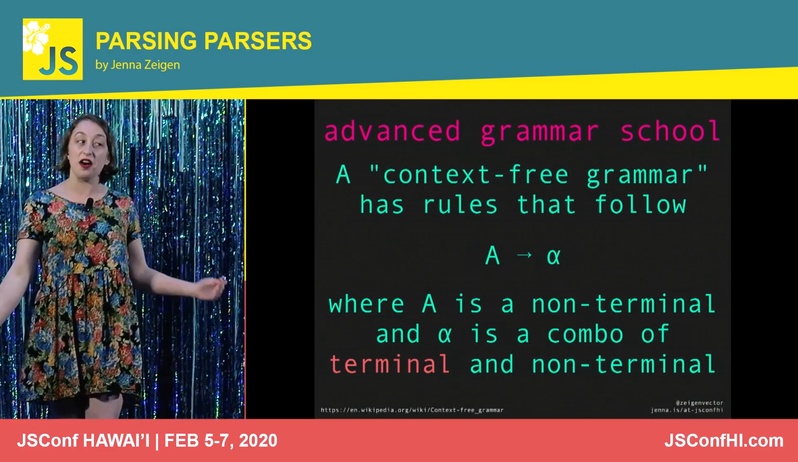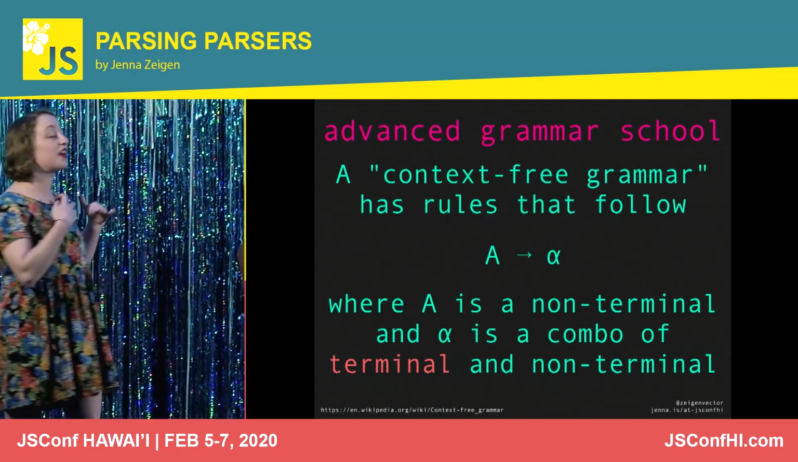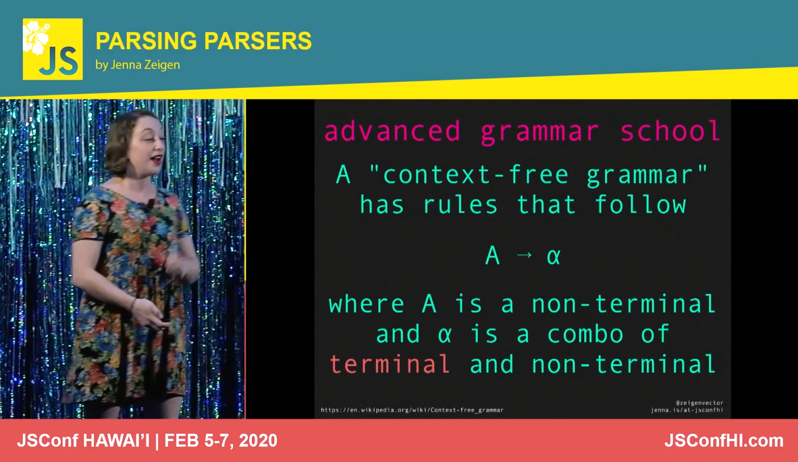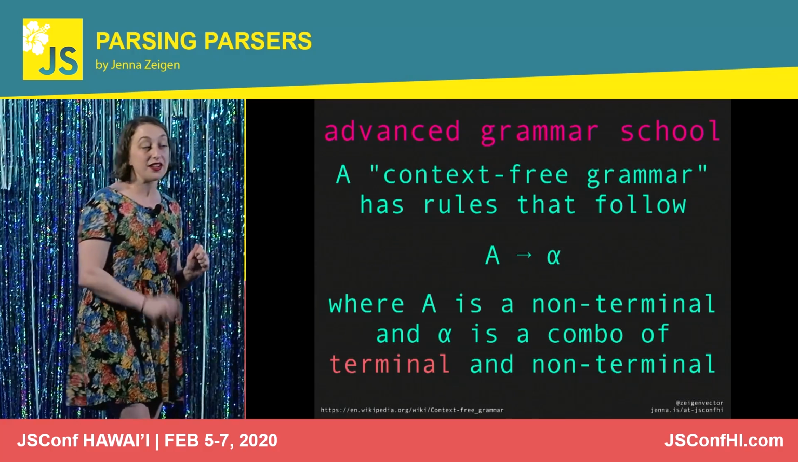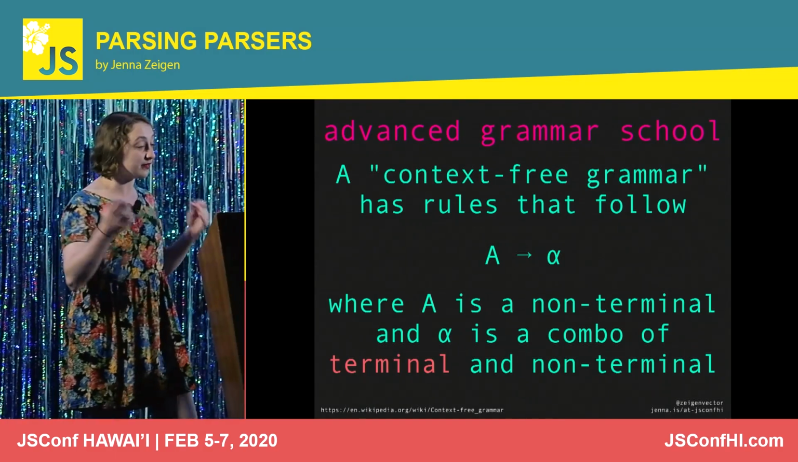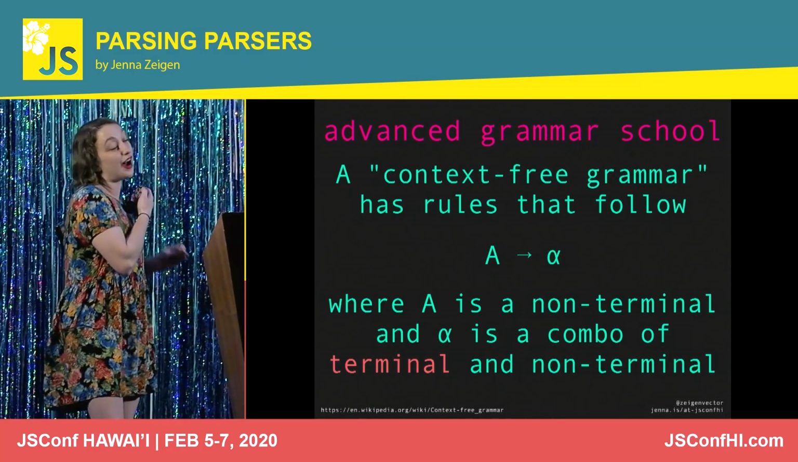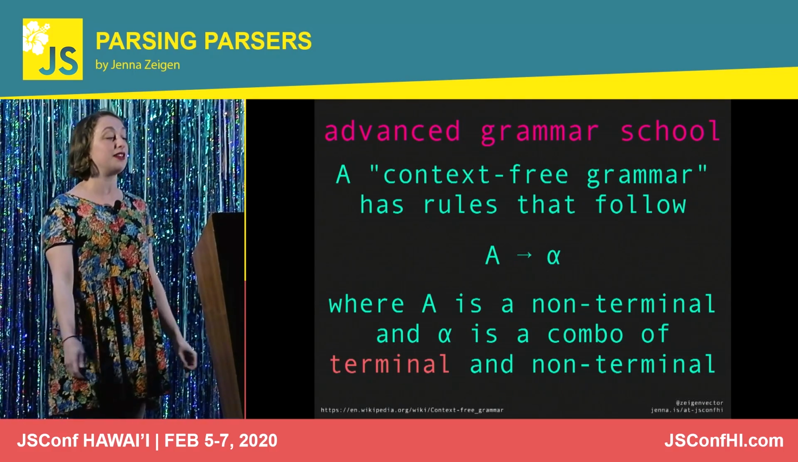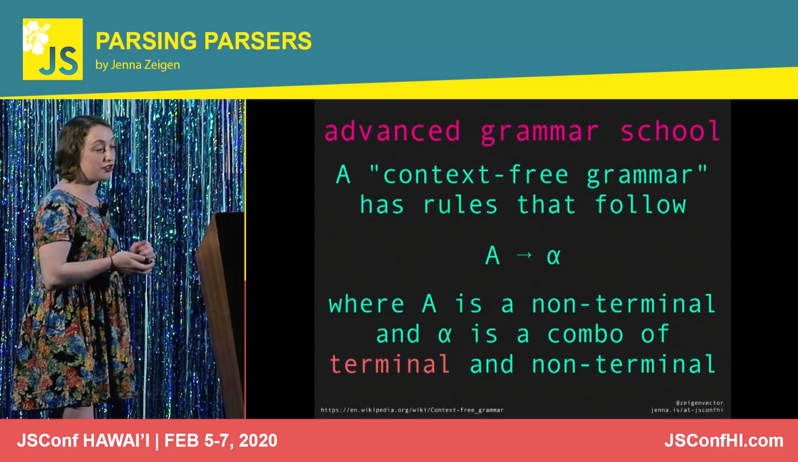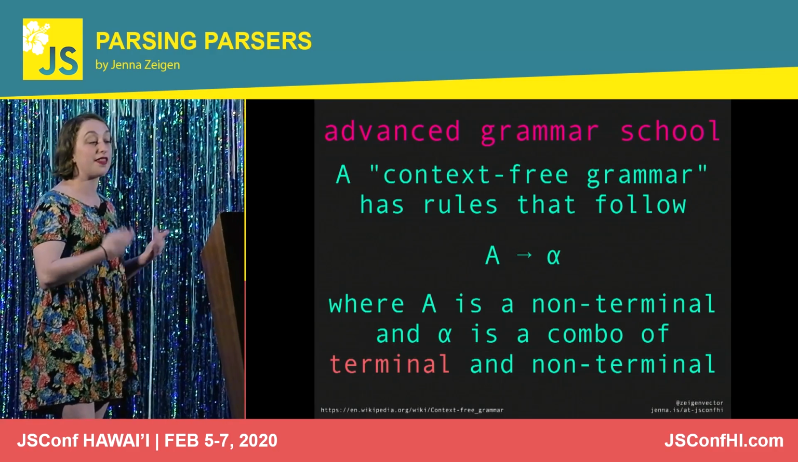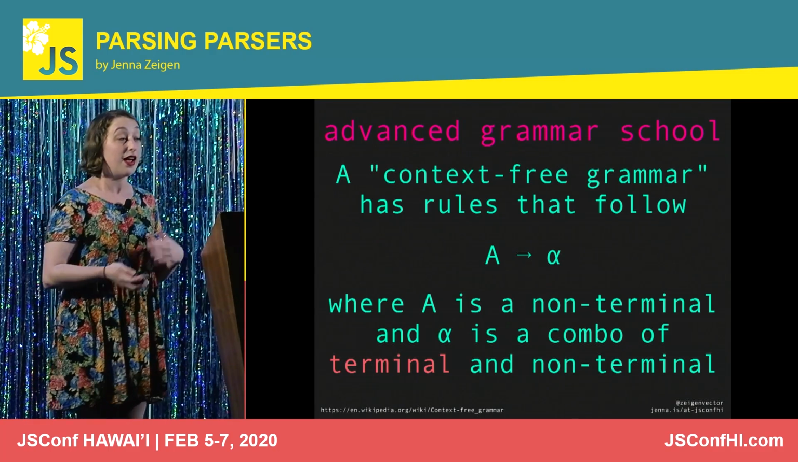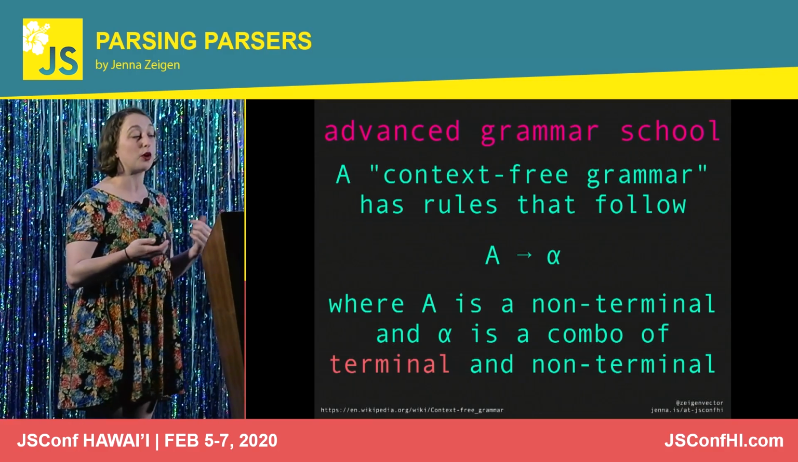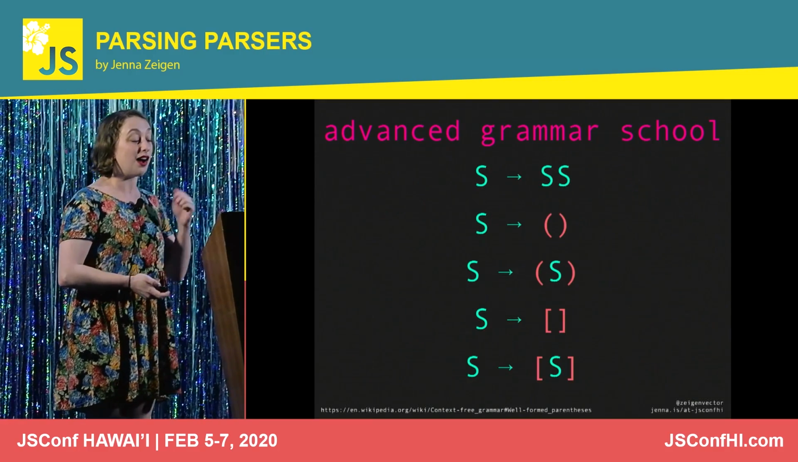So the next level of complexity in languages is called a context-free grammar. It has rules that follow these rules. The alpha is a little bit intimidating, but all it means is that it's any combination of things that can be broken down further and things that cannot be broken down further. And it's just a little bit more power that lets us do a lot more things.